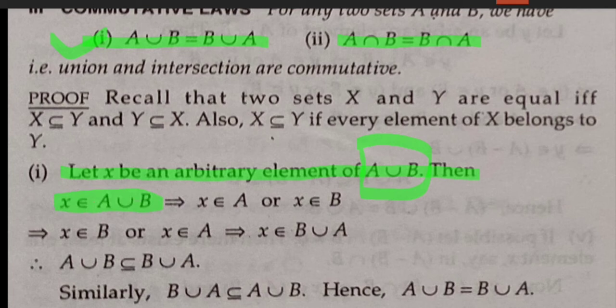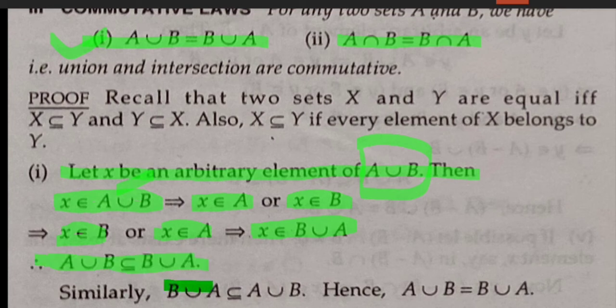Therefore, we are considering x as an element which belongs to what? A union B. That is, x belongs to A union B, which implies x belongs to A or, because union is there, x belongs to B. x belongs to B or x belongs to A, which implies what? x belongs to B union A. अभी एलिमेंट A यूनियन B में बिलोंग कर रहा है तो B यूनियन A में भी बिलोंग करेगा ही वो. देयरफॉर x बिलोंग्स टू B union A. देयरफॉर वी कैन राइट A union B is a subset of B union A.